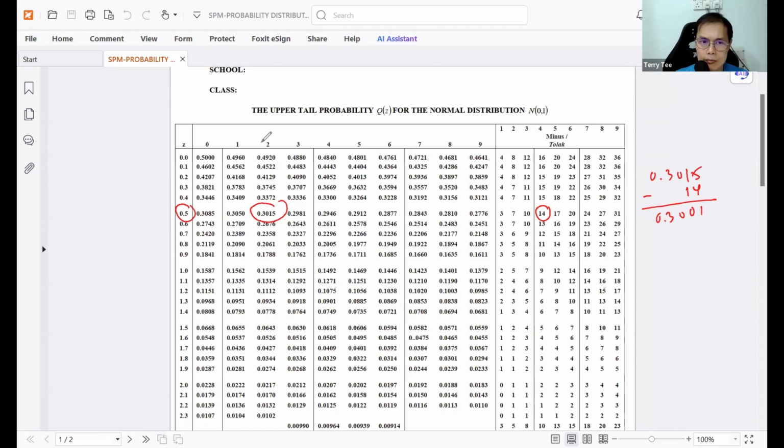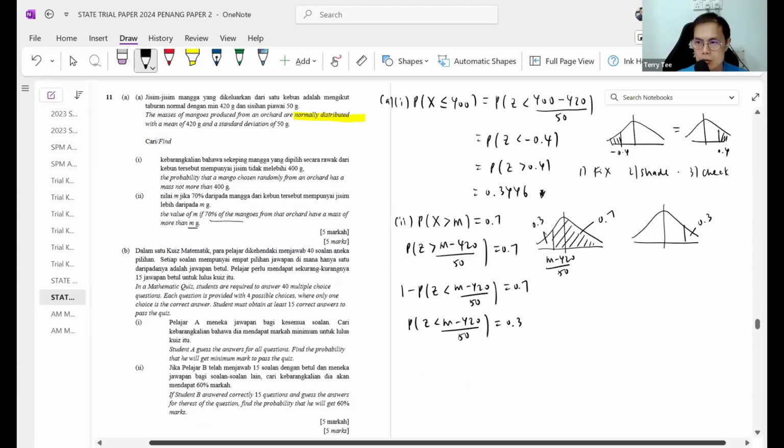We read 0.5 to 4. Yeah, 0.5 to 4. Okay, let me clear this. All right, let's go back to your question here. I know this will be 0.524. But notice that this is what I got from the table.